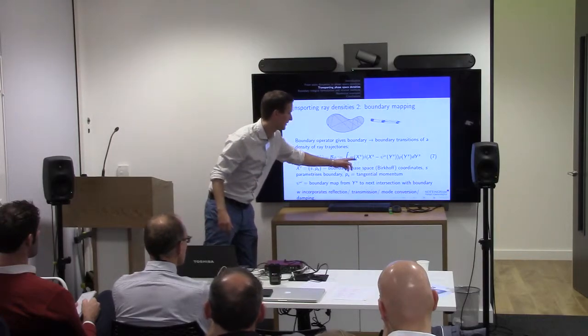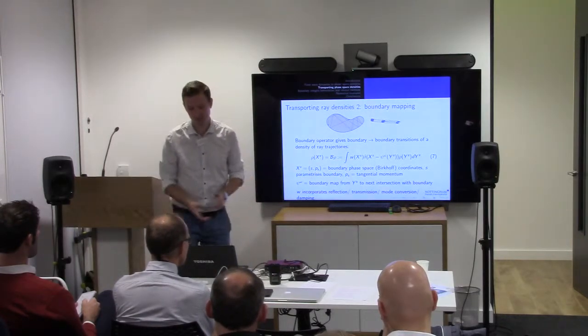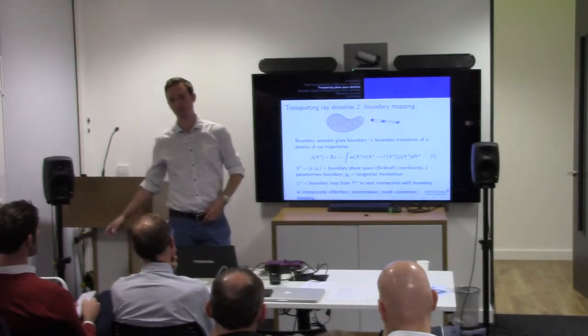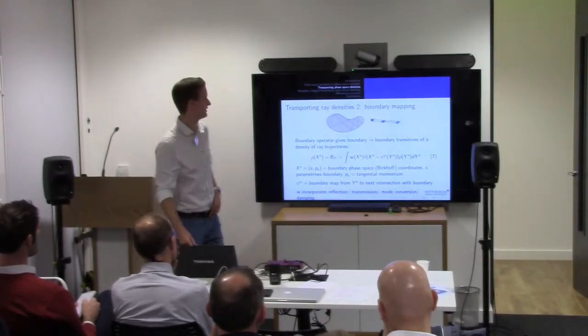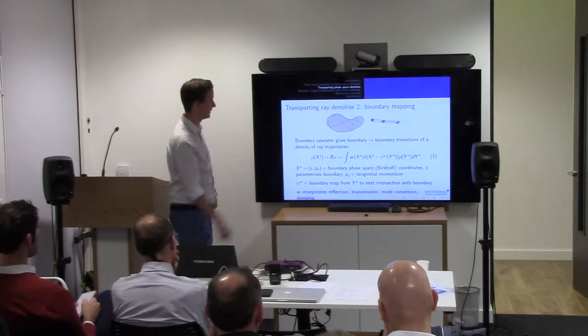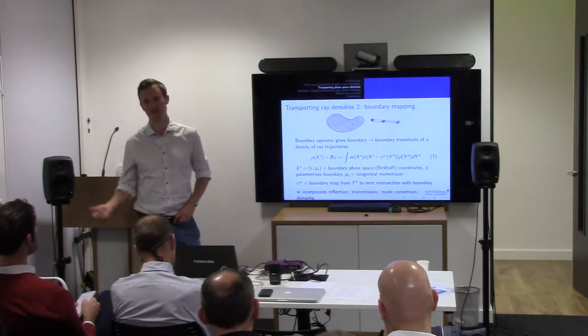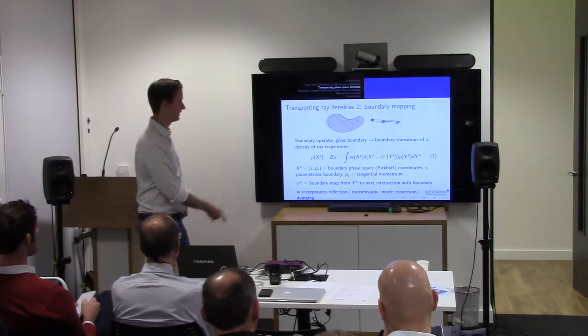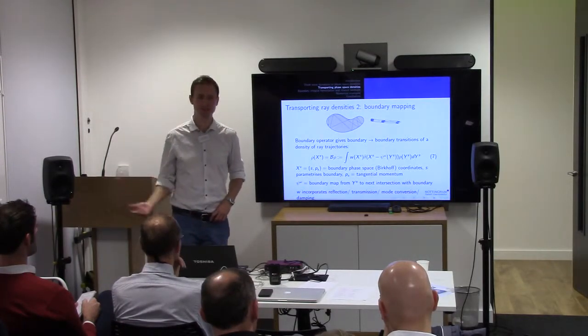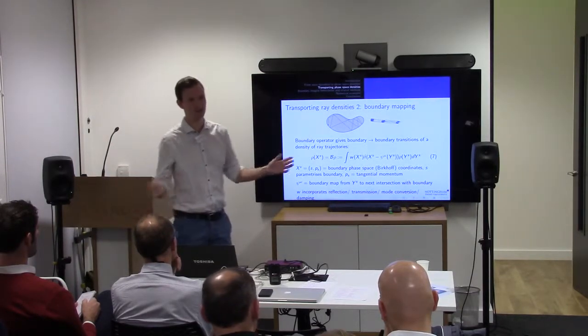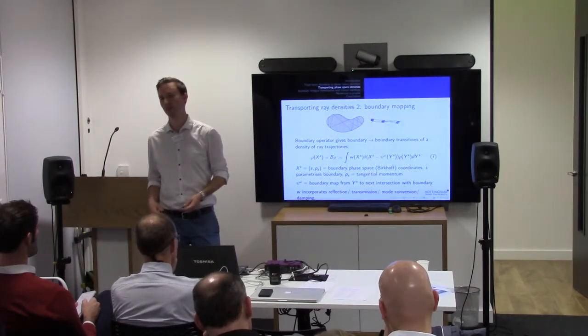I've also added in this function w here, and that's because you might want to include more physics than just projecting your flow along trajectories. So loosely, you can incorporate reflection and transmission at interfaces. You can incorporate mode conversion if you have elasticity problems. You can also incorporate damping as well. That just brings in a whole other load of things that you might want to model.